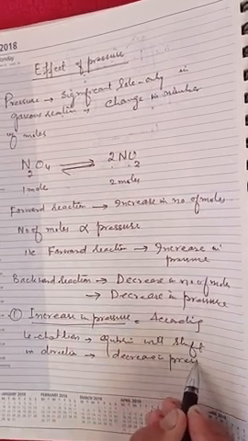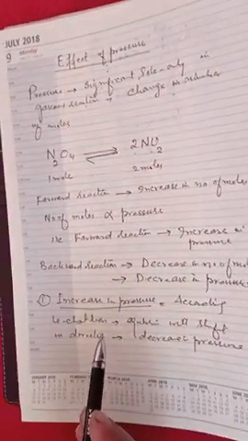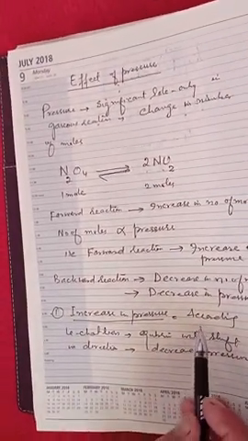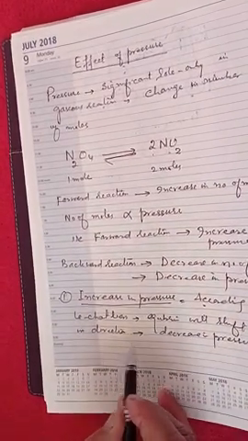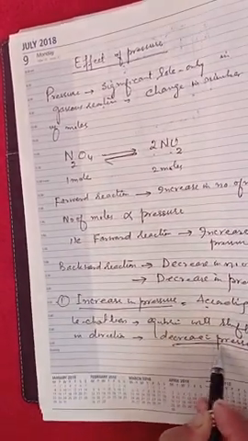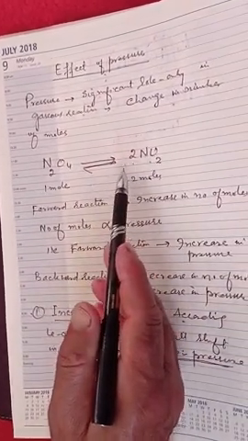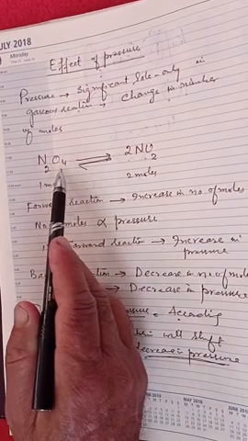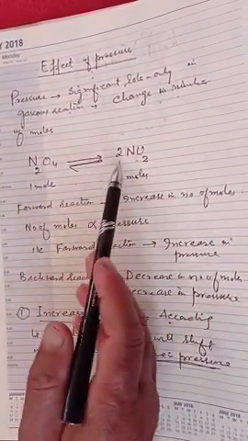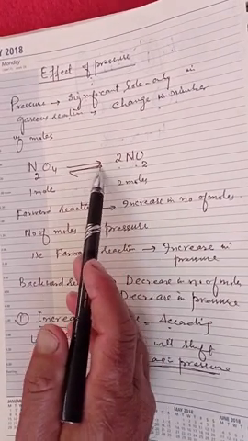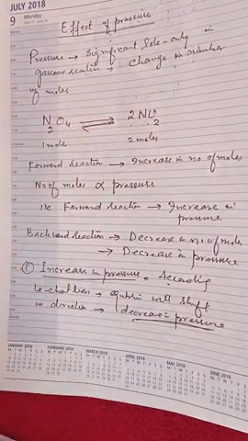We increased the pressure in this reaction, and according to Le Chatelier's principle, the equilibrium will shift in the direction which undoes the effect of the change. So the equilibrium will shift in the direction where there occurs a decrease in pressure. In this reaction, that is the backward direction, where there is a decrease in the number of moles, that is, a decrease in pressure.